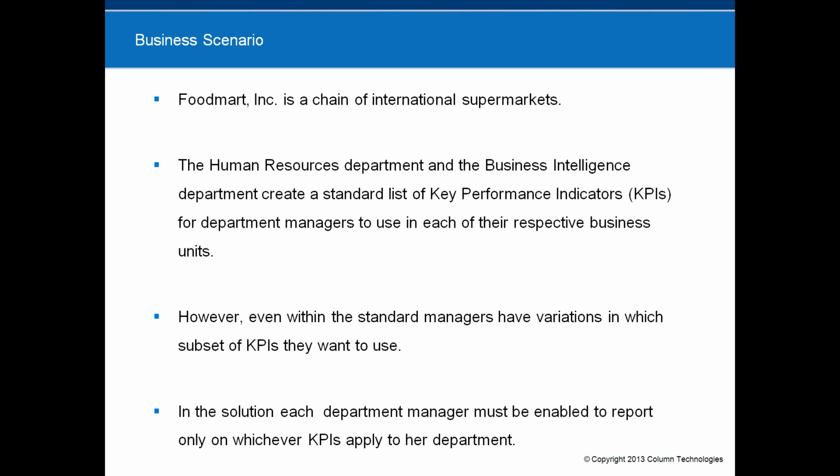So the premise or the scenario of why someone might use it could probably be summed up with this fictitious use case. In my demonstration, I've used the Food Mart data source, the sample Food Mart data, so I'll stick with that. Food Mart's an international chain of supermarkets, and the Human Resources Department and the Business Intelligence Department have decided to create a standard list of key performance indicators to be used across all departments. And we want to enable managers to select which key performance indicators they want to use to manage their departments.